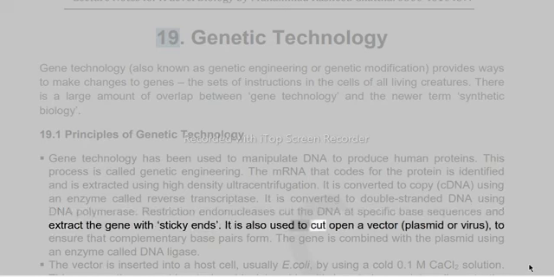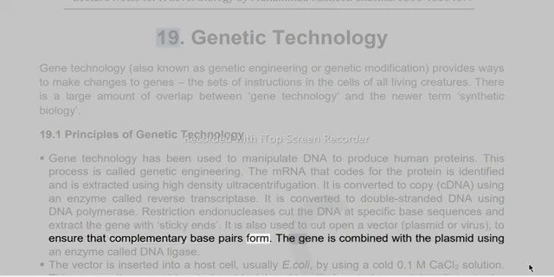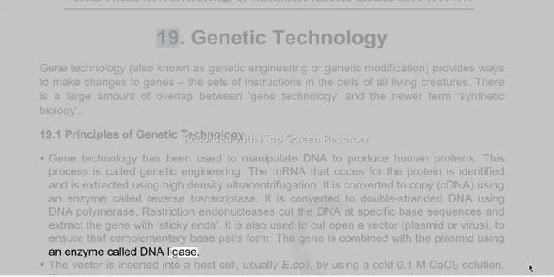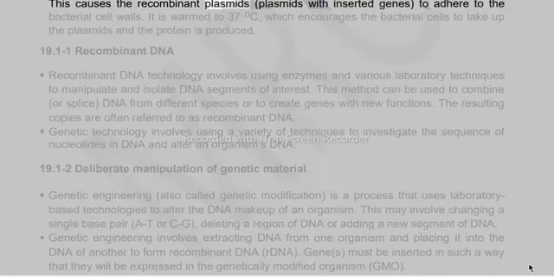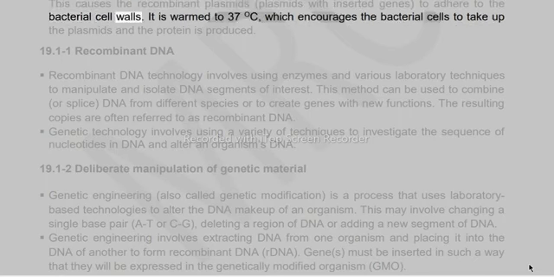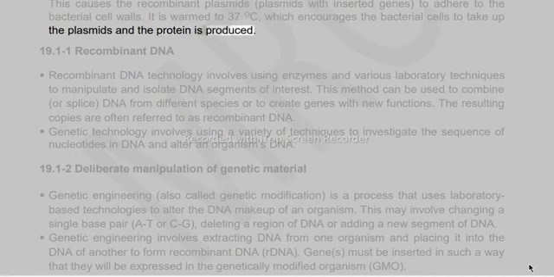It is also used to cut open a vector, plasmid or virus, to ensure that complementary base pairs form. The gene is combined with the plasmid using an enzyme called DNA ligase. The vector is inserted into a host cell, usually E. coli, by using a cold 0.1 M CaCl2 solution. This causes the recombinant plasmids with inserted genes to adhere to the bacterial cell walls. It is warmed to 37 °C, which encourages the bacterial cells to take up the plasmids, and the protein is produced.